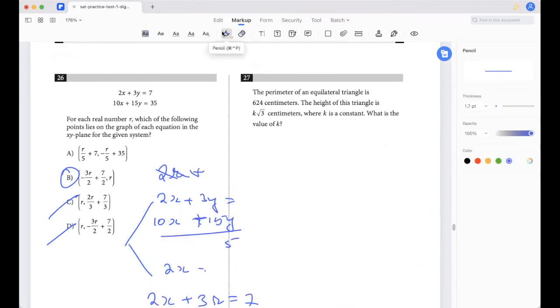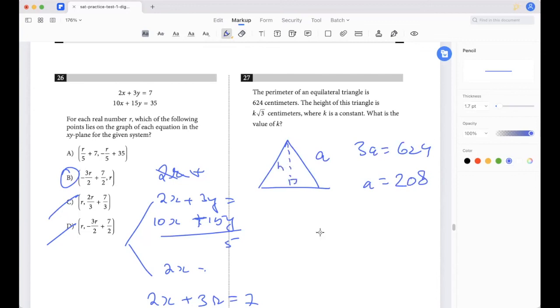The perimeter of an equilateral triangle is 624 centimeters. The height of this triangle is k root 3. What is the value of k? Okay, so the perimeter is 624. So if the side length is a, then 3a is 624. So a is 208, right?